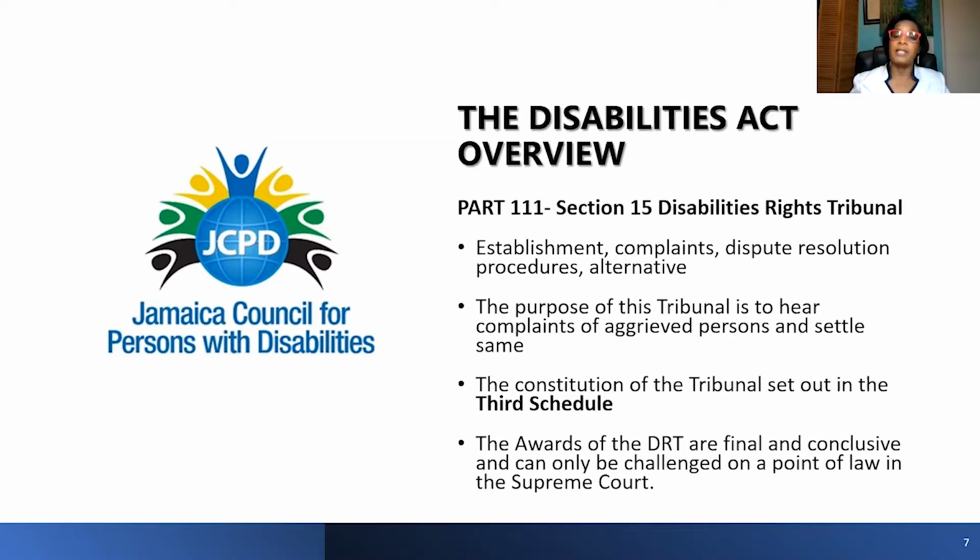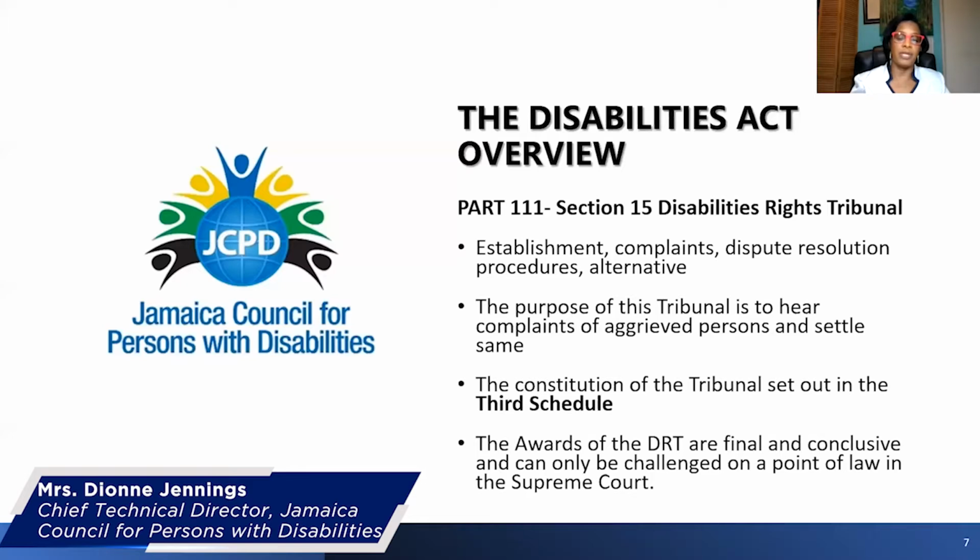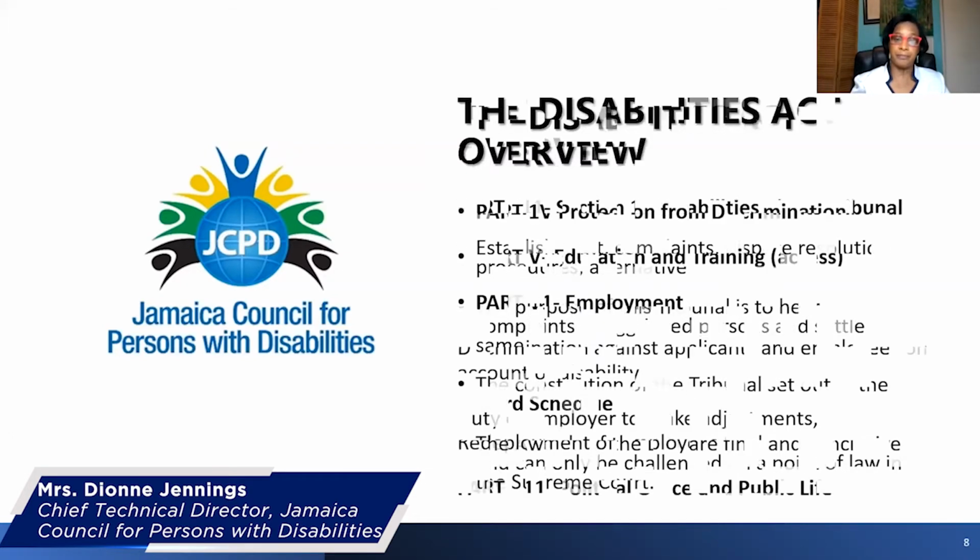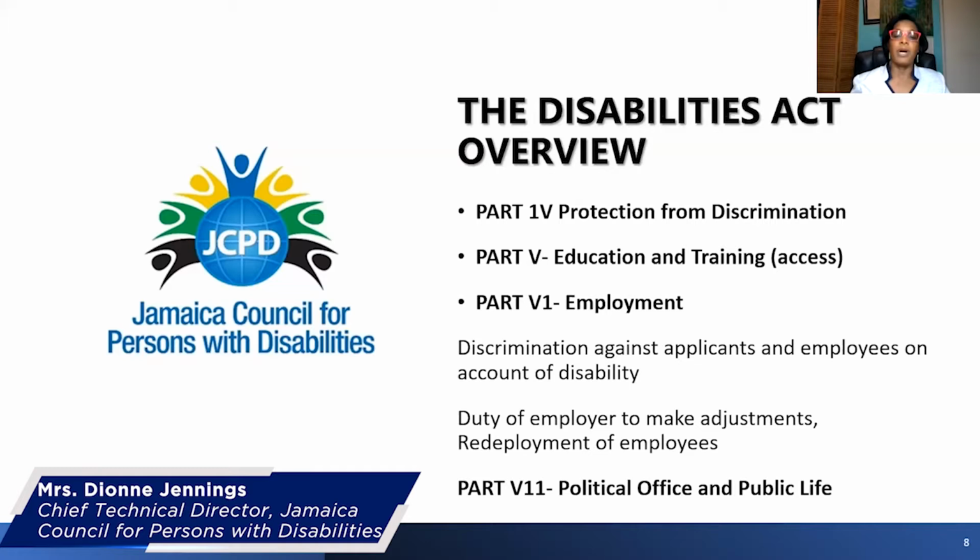It is of note that the awards of the Disabilities Rights Tribunal are final and can only be challenged on a point of law in the Supreme Court. Part 4 of the Disabilities Act provides for protection from discrimination. And later on, we'll have an elaboration on discrimination. Part 5 provides the right to education and training for persons with disabilities.